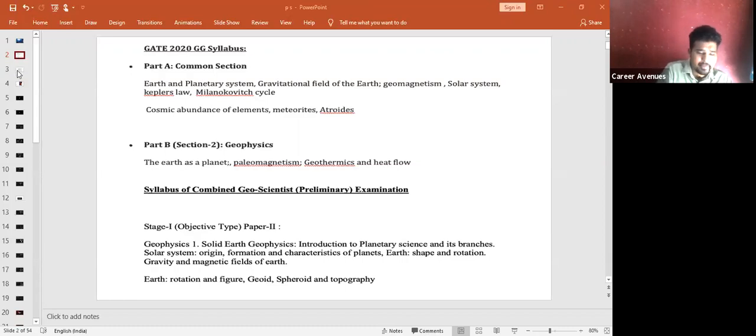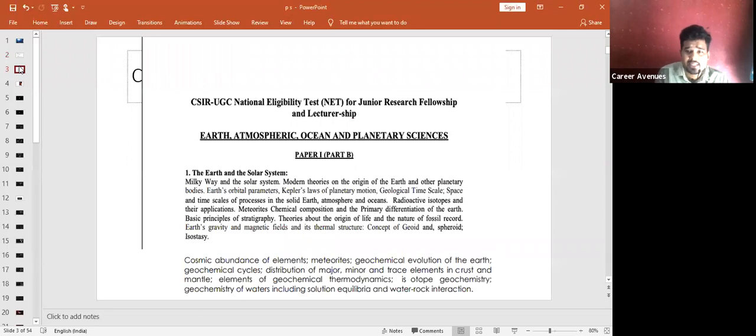In the CSIR exam, the syllabus is very enormous, and the number of questions is also very large. Here we again have the same syllabus as GSI and GATE, but with new topics like Earth's orbital parameters, space type concept, Milankovitch cycle and its effect on climate. So here we have the relation of planetary science with atmospheric science, oceanography and so on.